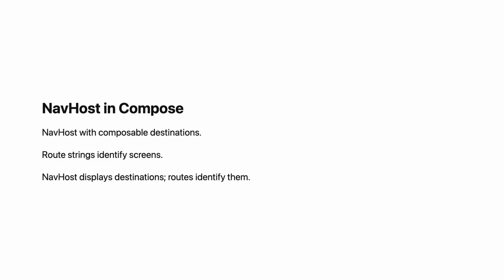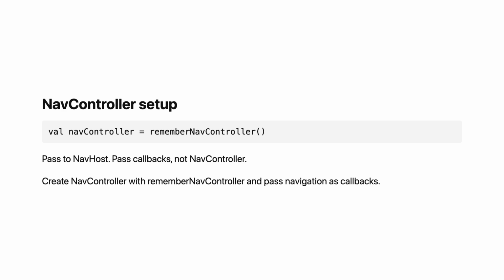Create a NavController with rememberNavController: val navController = rememberNavController(). This creates and remembers the controller. Pass it to NavHost: NavHost(navController = navController). Pass it to screens that need to navigate, or better, pass only lambda callbacks. Do not pass navController deep into the hierarchy. Pass navigation actions as lambdas instead.